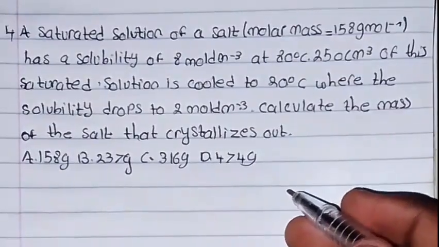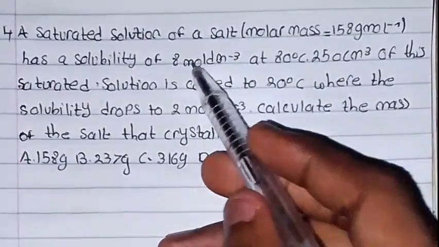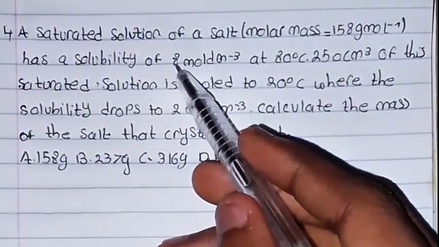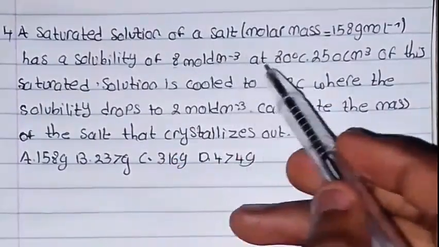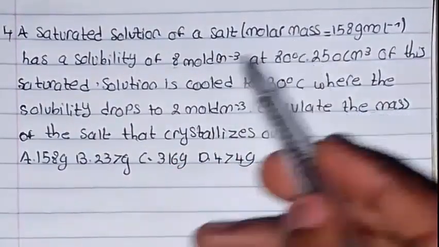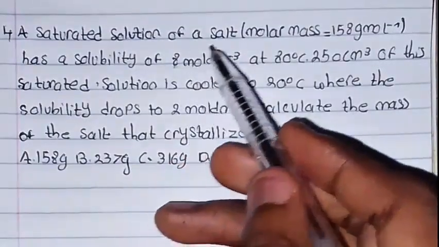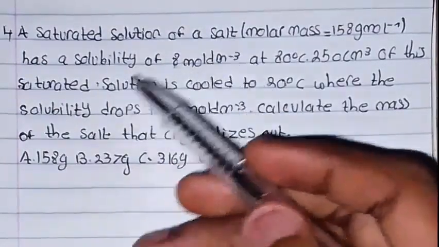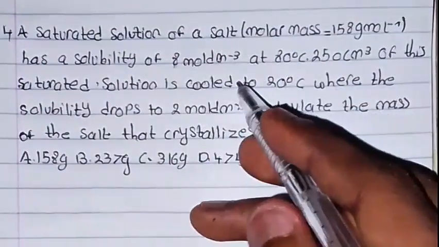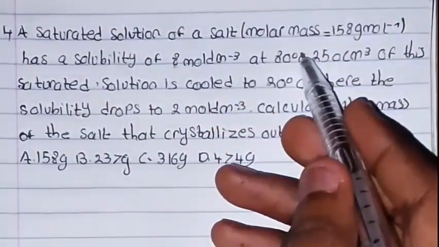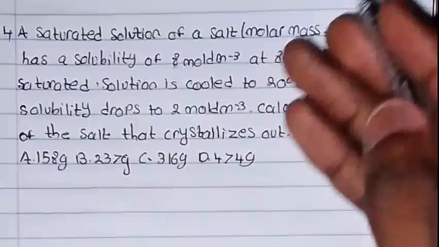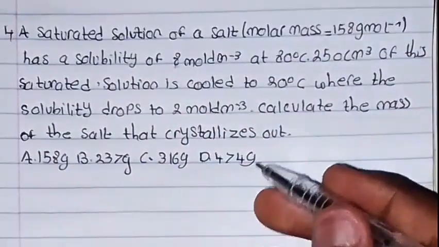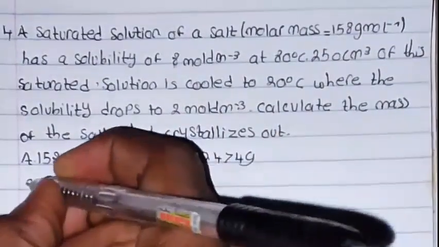All right, our first step will be to find the mass of salt that is present in 8 mole per dm cube and can be stable at 80 degrees Celsius. Since 8 mole per dm cube is the saturated solution, we need to find the mass of the salt that can stay in that solution at 80 degrees Celsius. Then we'll do the same for 2 mole per dm cube at 20 degrees Celsius, and we'll find the difference between masses, and that automatically becomes our answer. So let's go to the solution.